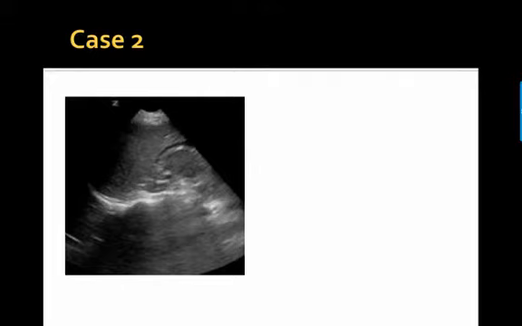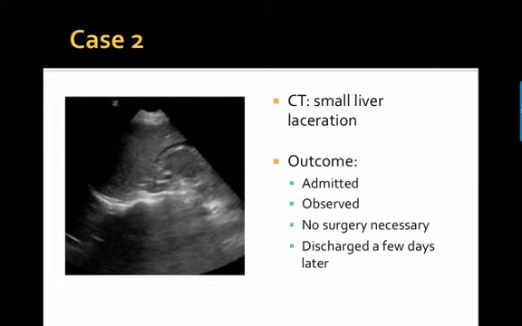So you can see that there's free fluid in Morrison's pouch. So this patient now has a positive FAST exam. So at this time you go ahead and decide to get a CT scan, which shows a small liver laceration. He's admitted to the hospital, observed. He doesn't require any surgical repair. He's able to be discharged a few days later.